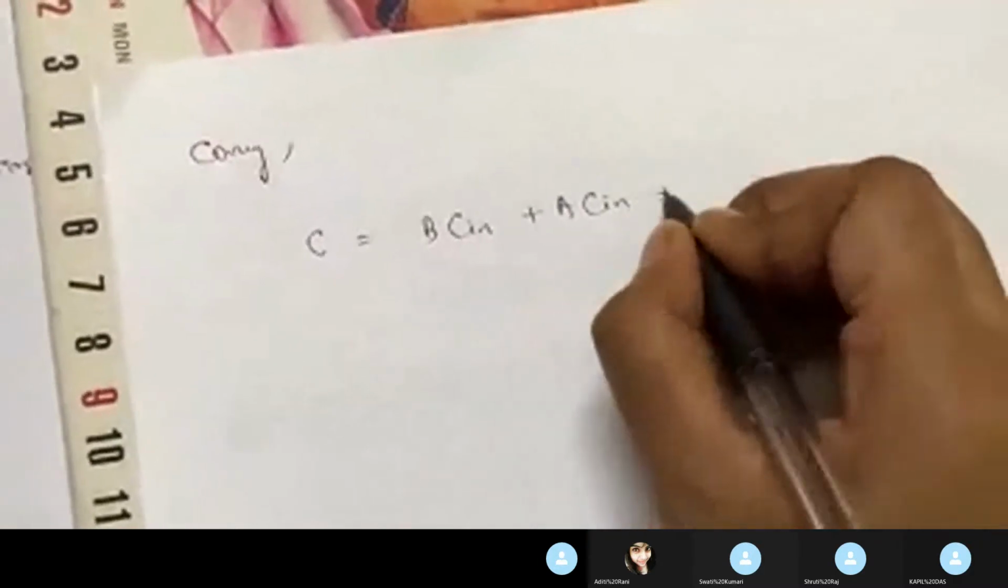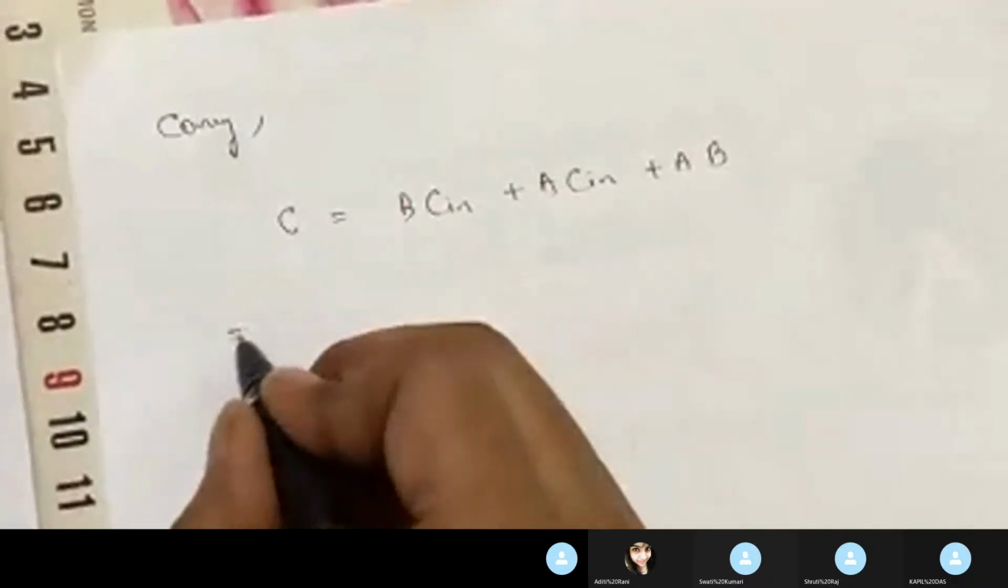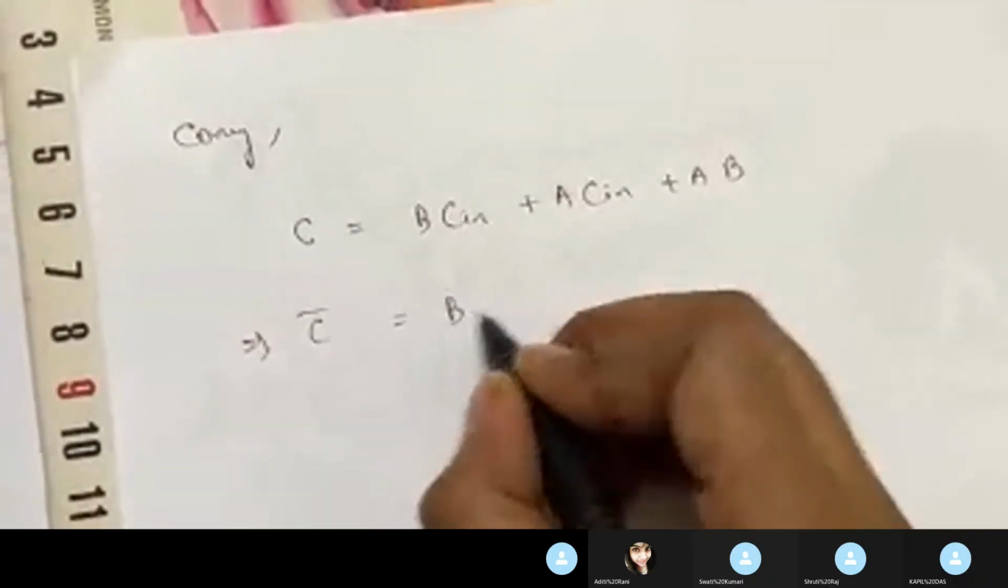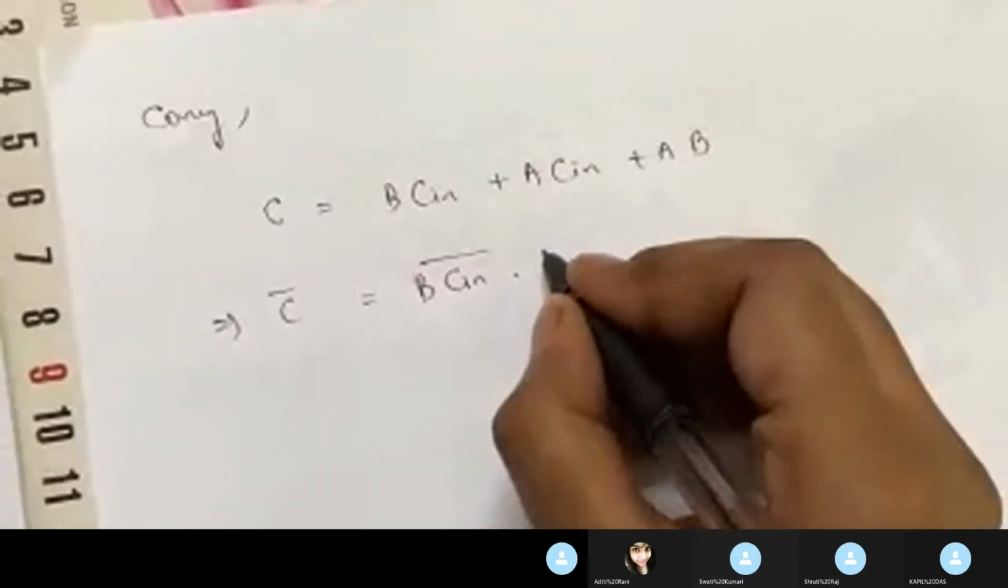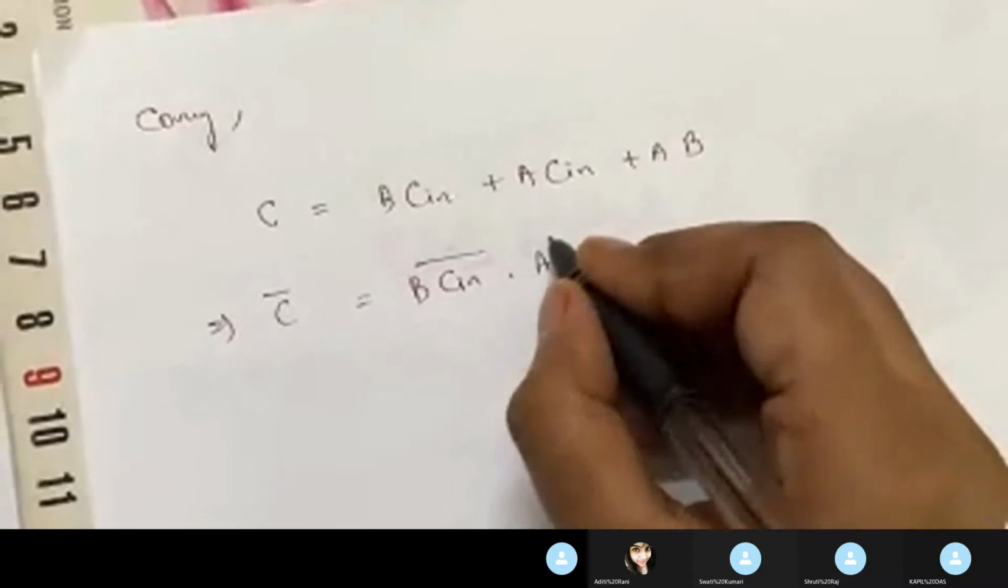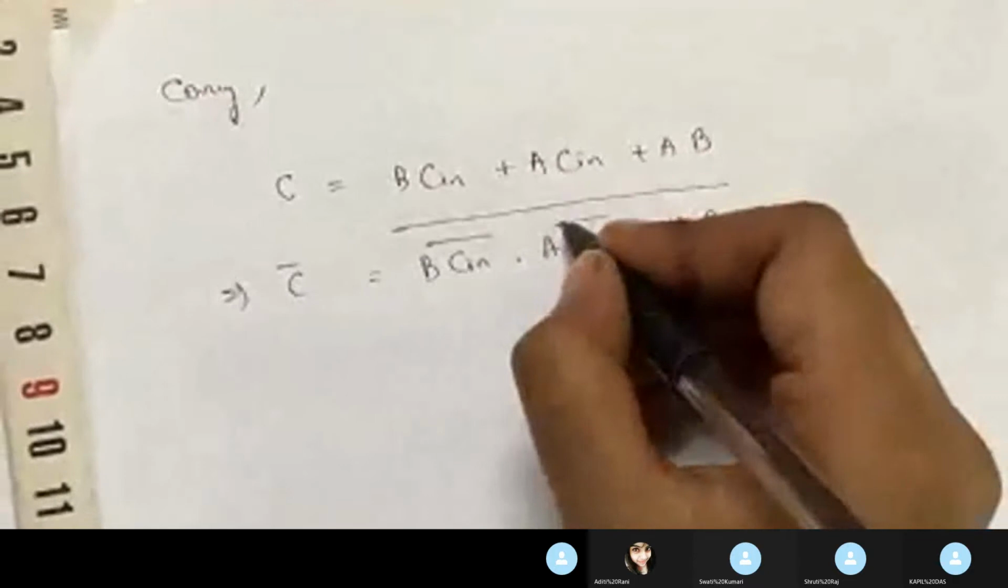So if I take it for carry, कैरी पे क्या था, माई C was equal to B C in plus AC in plus AB, right? So now what will happen? We will complement both sides. So it will become B C in bar into A C in bar into AB whole bar. Sorry.